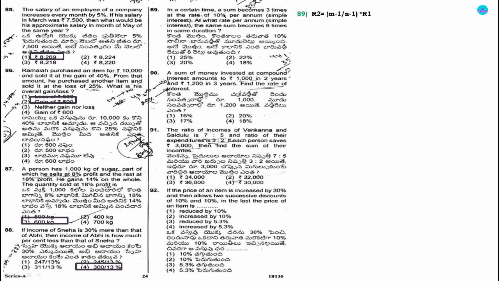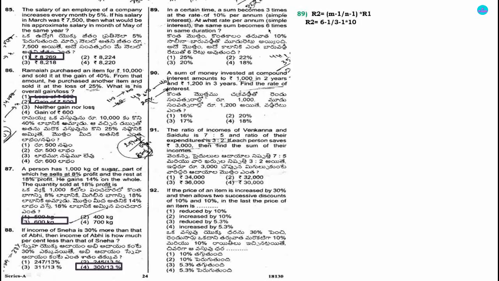Now question number 89. In a certain time, a sum becomes 3 times at a rate of 10% per annum simple interest. At what rate per annum simple interest does the same sum become 6 times in the same duration? When it's given like this, we can apply this formula, it will be easy. Now the second rate of interest is equal to m minus 1 by n minus 1 into r1.